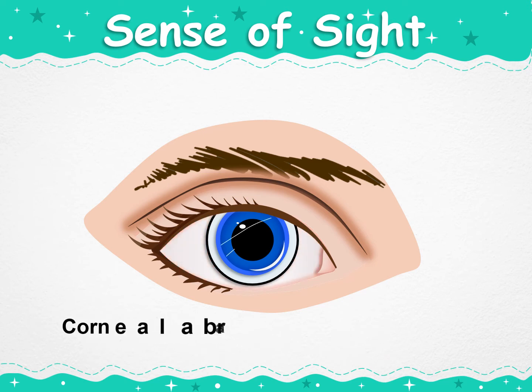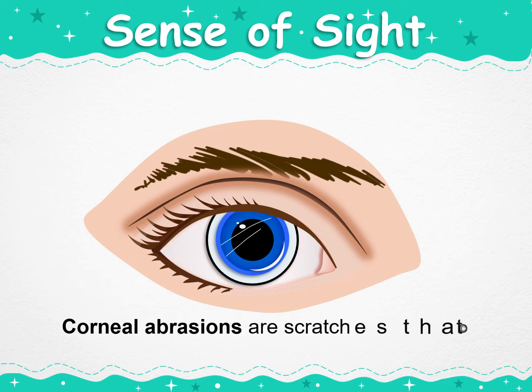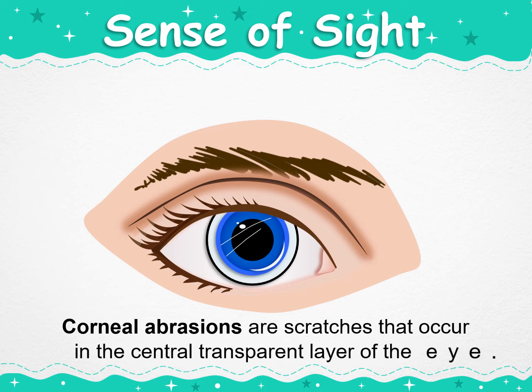Corneal abrasions. Corneal abrasions are scratches that occur in the central transparent layer of the eye. This usually occurs due to an injury to the eye. Small scratches like this can be cured by wearing an eye patch for a few days, but larger ones need more complex interventions. So, make it a point to protect your eyes from injuries at your best.